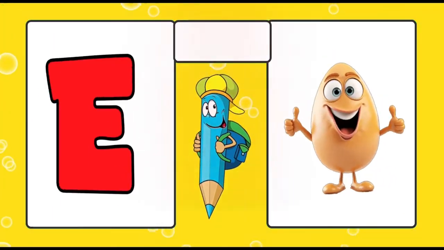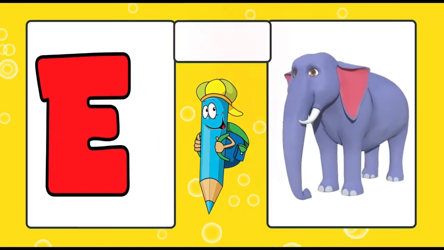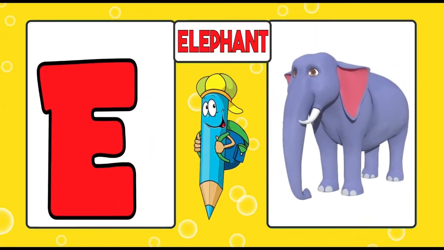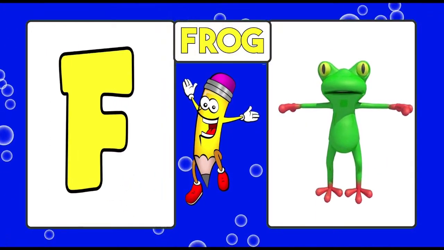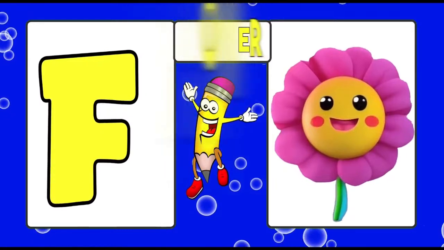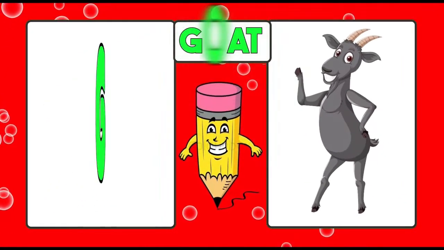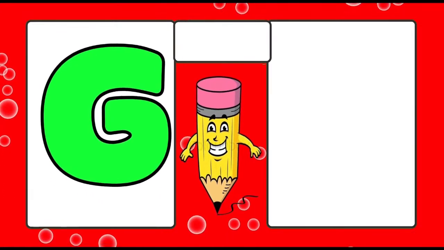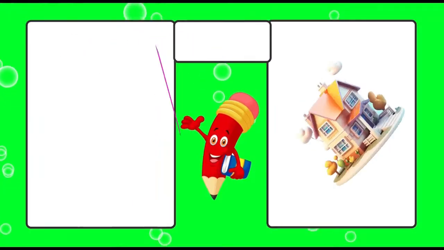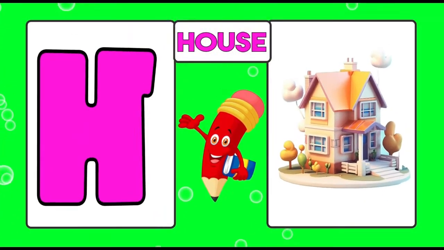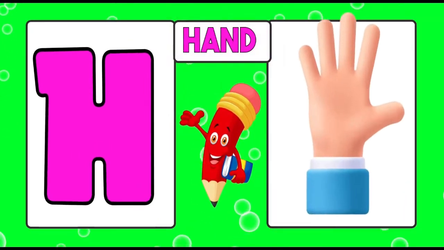E is for egg, egg. E is for elephant, elephant. F is for frog, frog. F is for flower, flower. G is for goat, goat. G is for grass, grass. H is for house, house. H is for hand, hand.